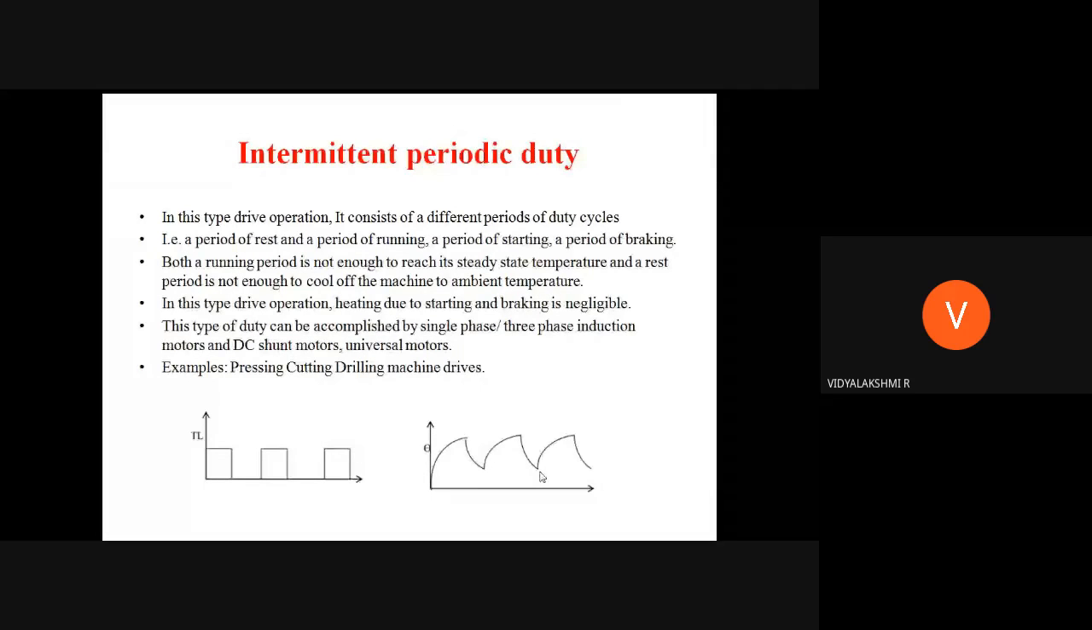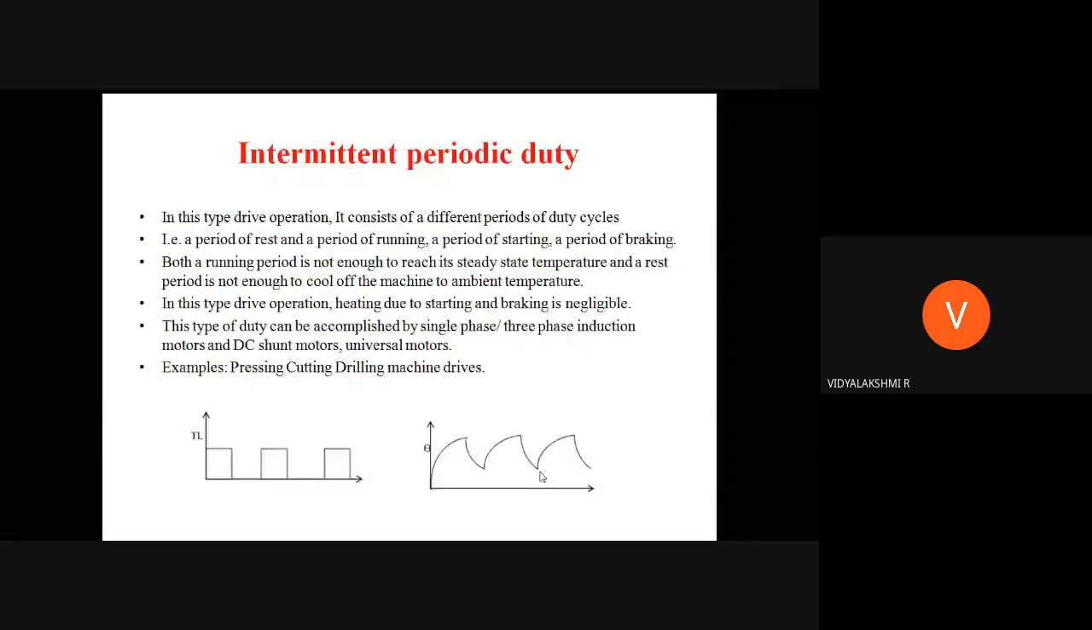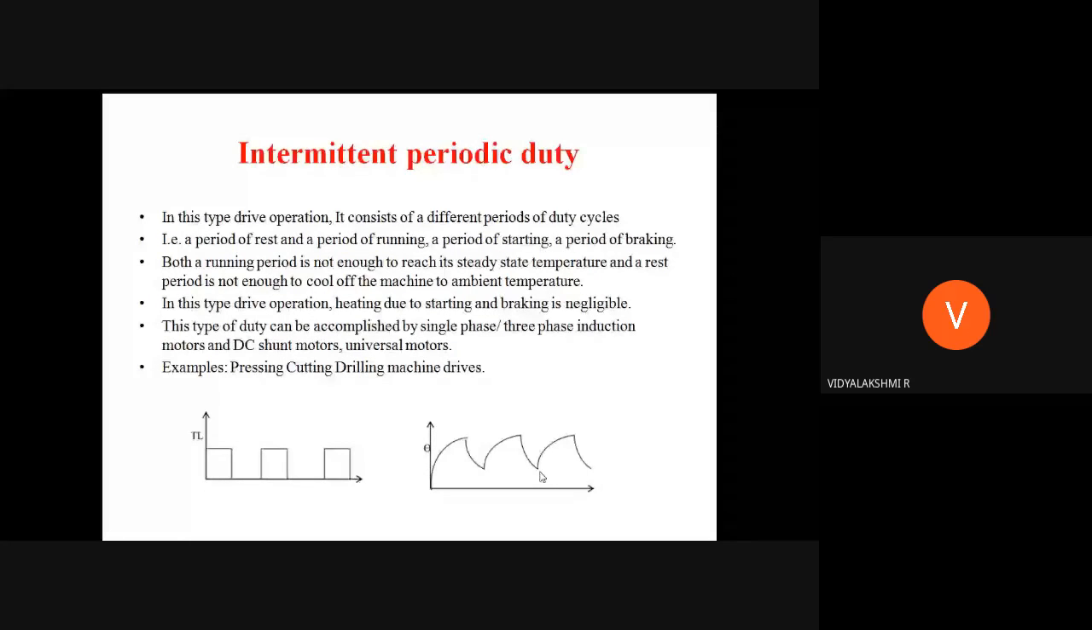Yes? Have you all understood? Please note down the examples. There only you can easily say what type of periodic duty it is. Yes. The next one.